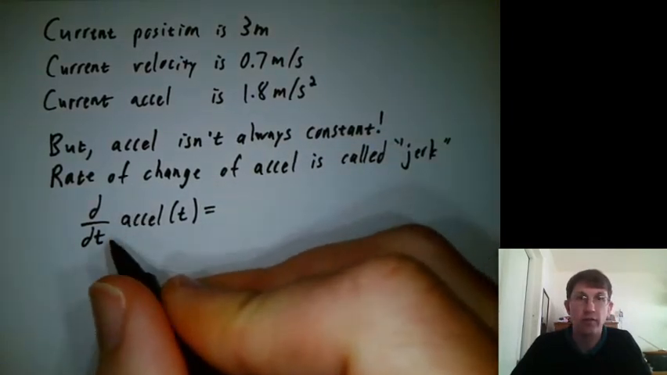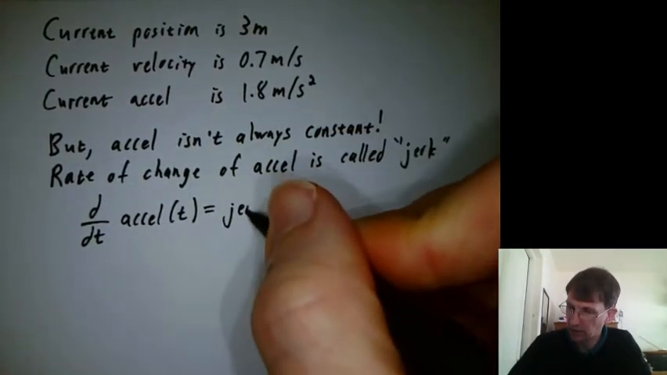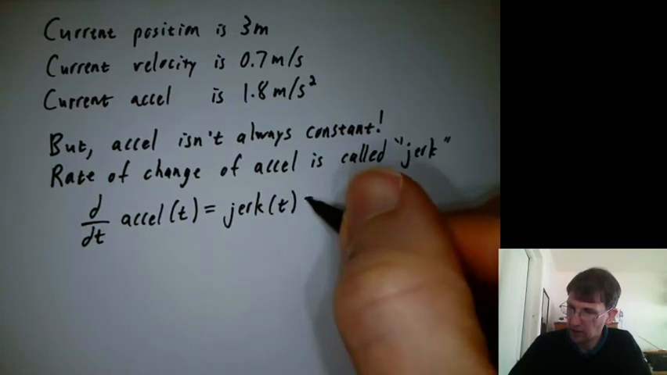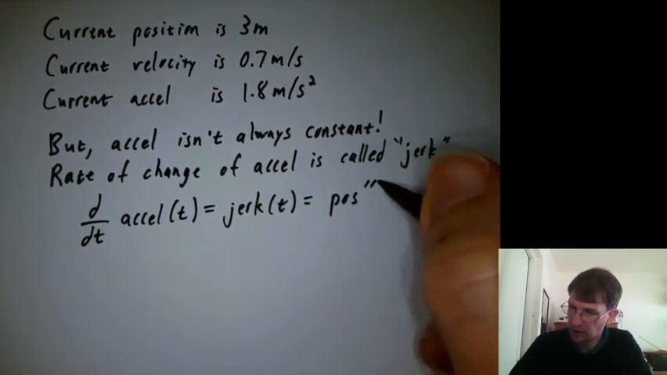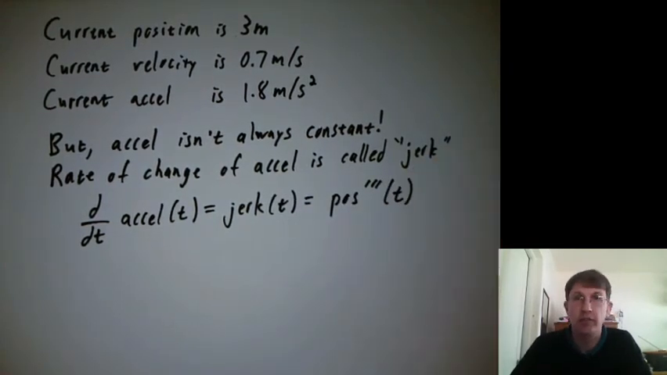So we can say the derivative of acceleration is the jerk at time t, and we could also say that's the third derivative of position at time t.